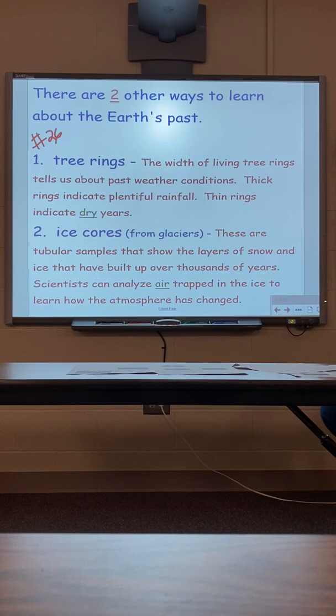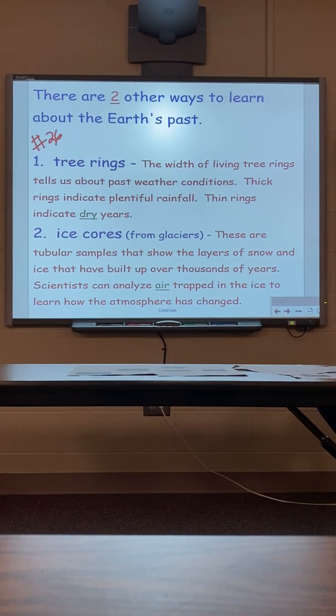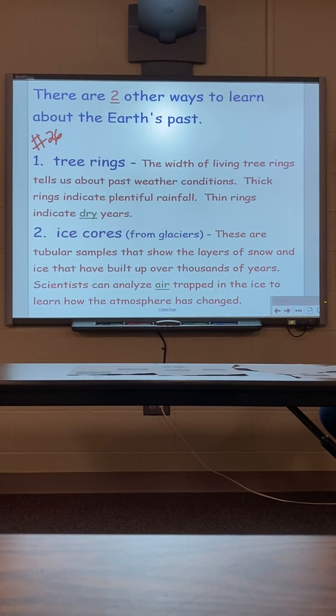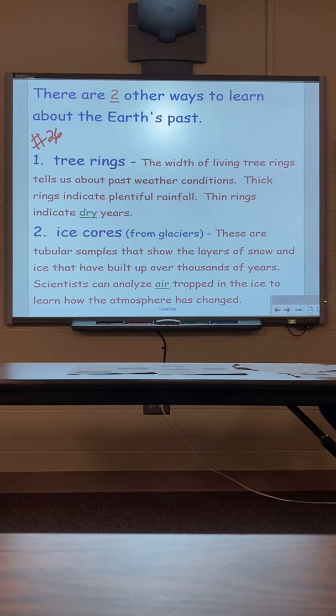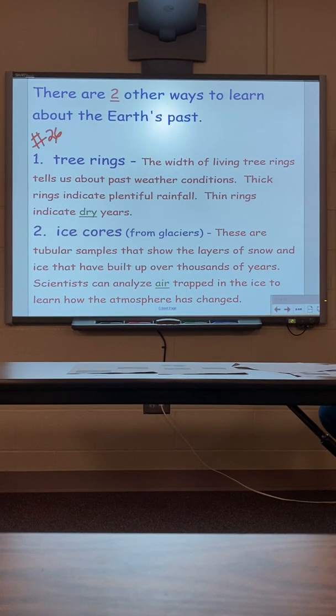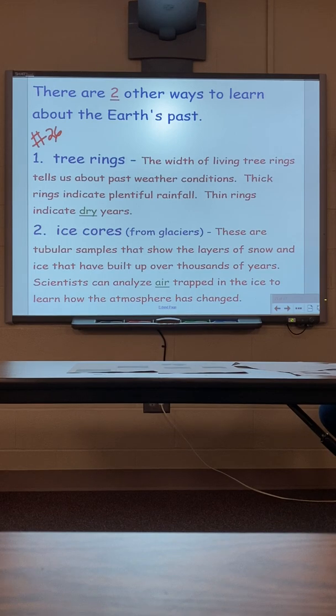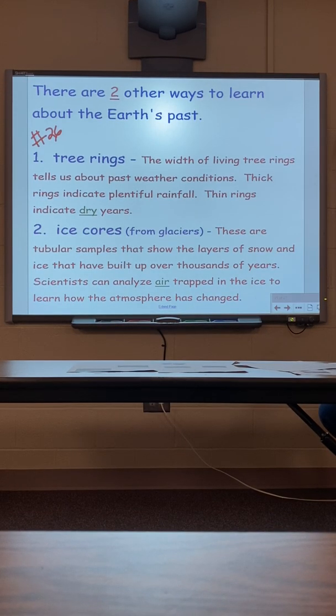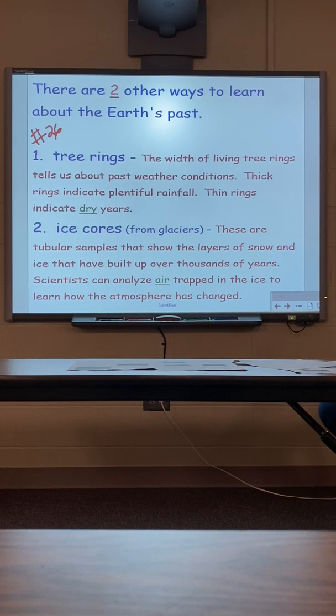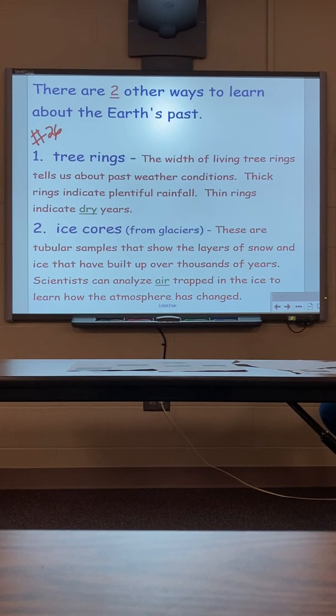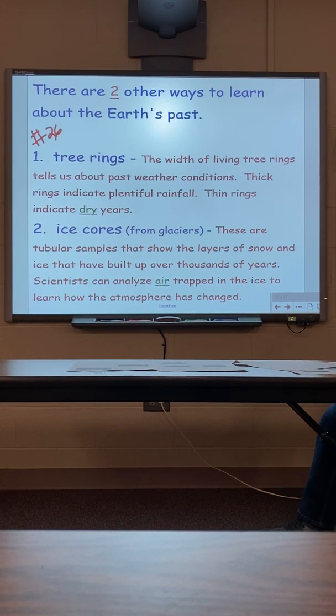These are tubular samples that show the layers of snow and ice that have built up over thousands of years. Scientists can actually analyze air that has been trapped in the ice to learn how the atmosphere has changed. When we studied volcanoes, we talked about how some very big, huge, damaging volcanoes occurred at different times in the past.